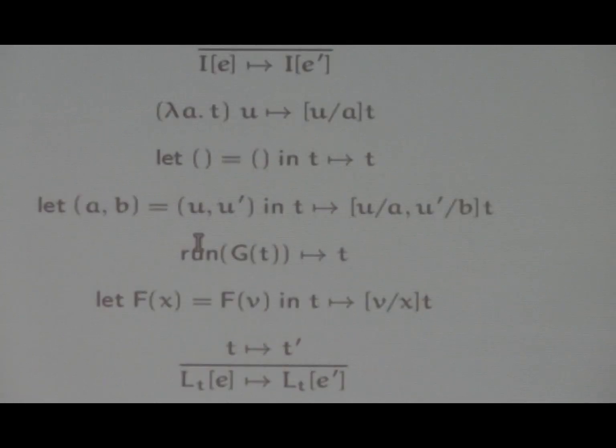And now if we're running a suspended computation, so remember run is the elimination for the G type, then run of G of t will just step to t. And likewise, if we have the elimination for the F type, where we say let f of x is equal to f of v, then we can just substitute v for x in t. And then there's two sets of congruences, depending on whether the evaluation position is a linear computation or an intuitionistic one.